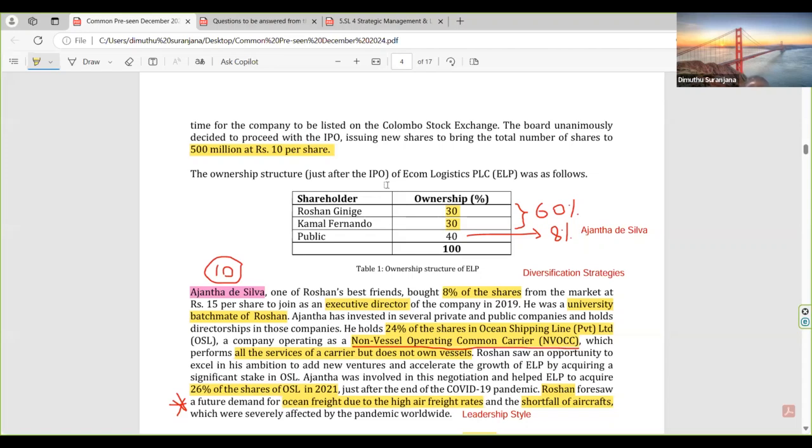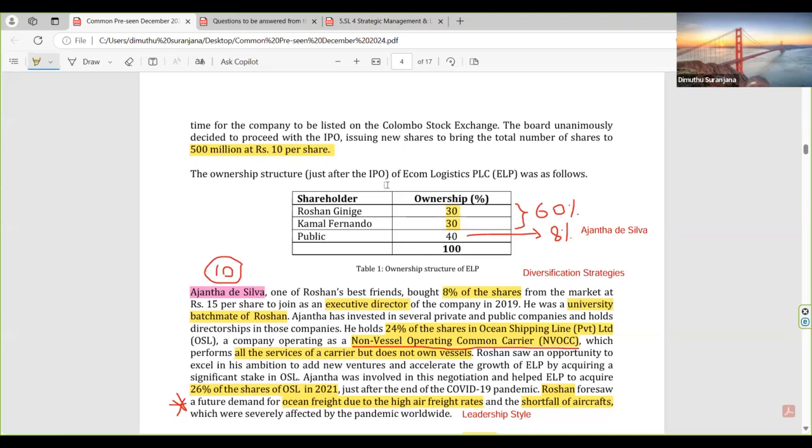Roshan saw an opportunity to excel in his ambition to add new ventures and accelerate the growth of PRP by acquiring a significant stake in OSL. So Roshan saw the opportunity in there, right? Therefore, he thought to acquire this OSL company. Ajanta was involved in this negotiation and helped EL to acquire 26% shares of OSL in 2021.